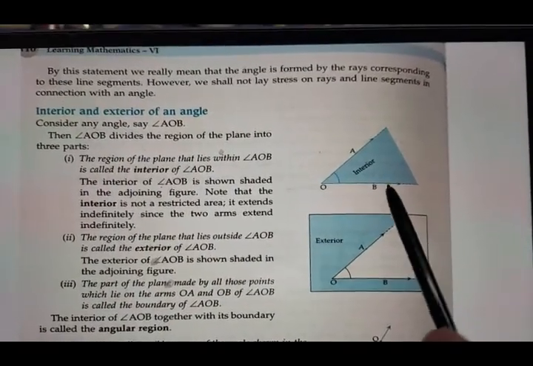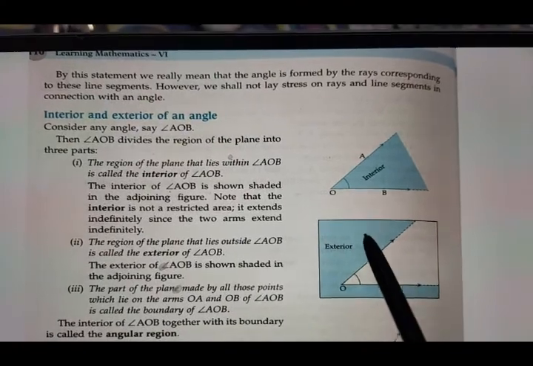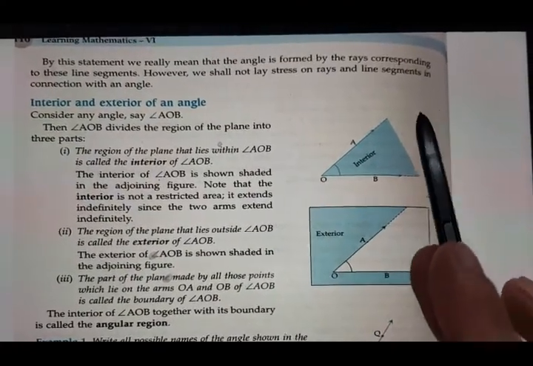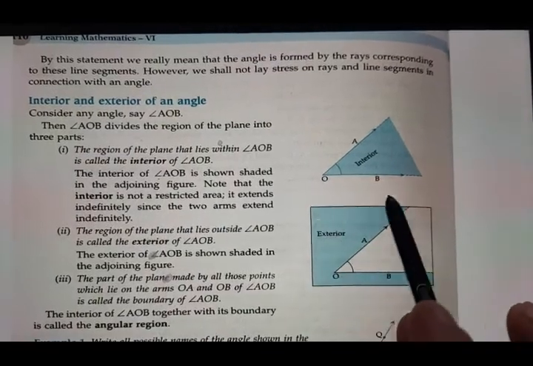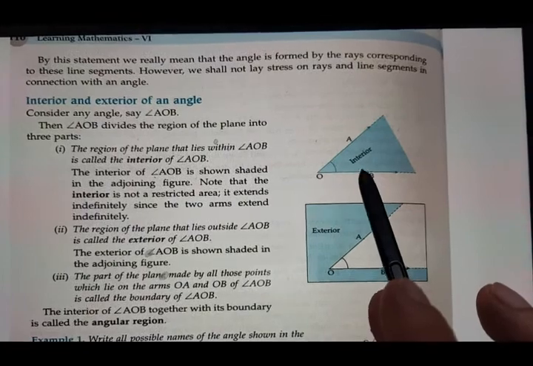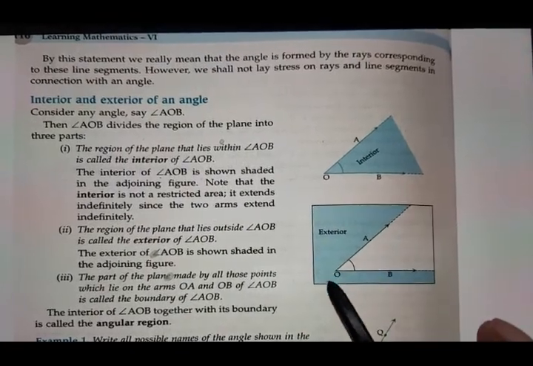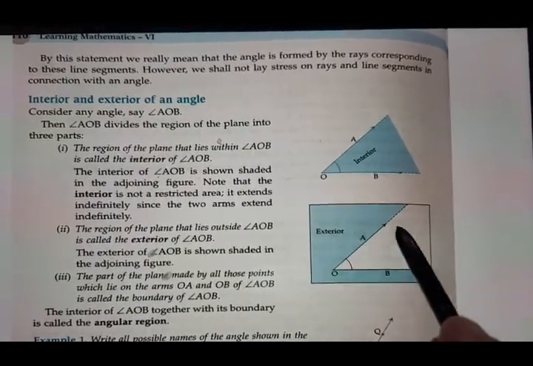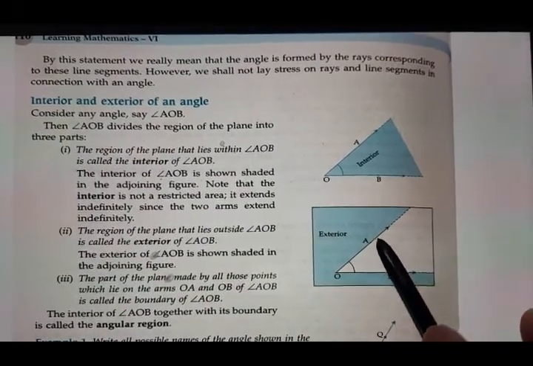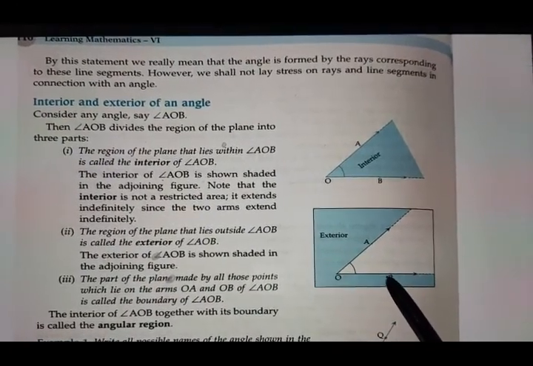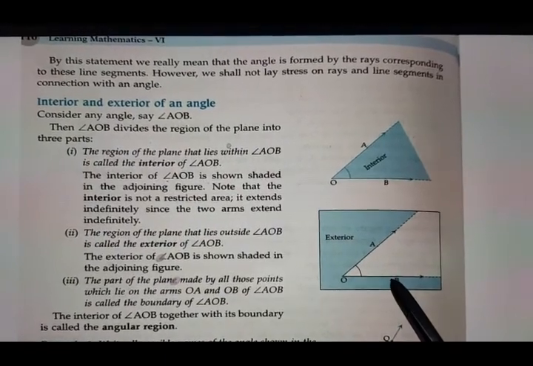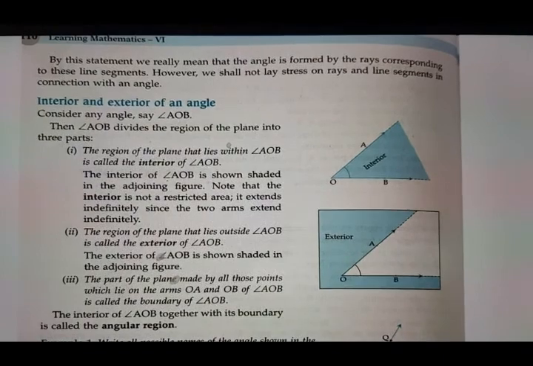Now let's understand what is interior and exterior. You see this region inside angle AOB or BOA. This region inside angle AOB is known as the interior region, whereas outside angle AOB is termed the exterior region. Whereas on the boundary of AOB is called the angular region. Is that clear? I hope this is clear.